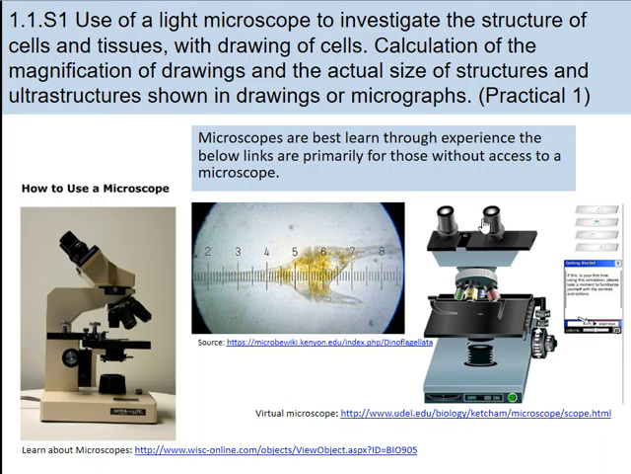Your eyepiece lenses, which are these ones up here, generally have a magnification of ×10. So remember to get your total magnification, you multiply your eyepiece magnification by your objective lens magnification, okay, to give you your total magnification. You should always record your total magnification whenever you do a diagram or a microscopic diagram. Over here you have your focusing wheel.